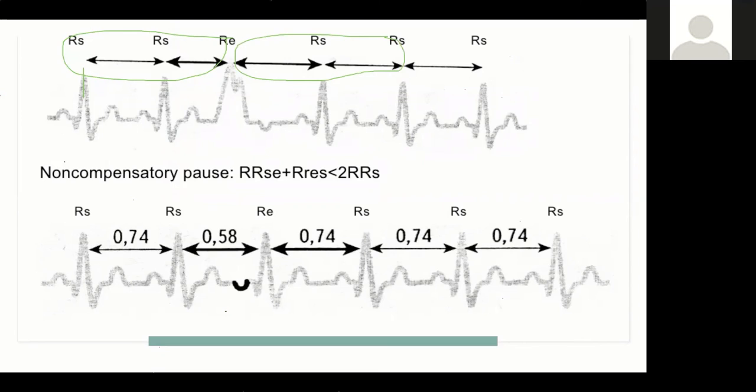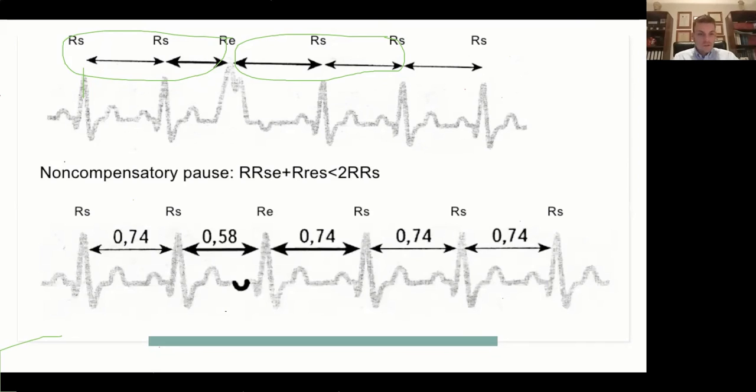On the bottom one, the compensatory pause is not complete. Why? Because if you measure like it is measured here, the amount of time that has passed is not the same between two consecutive beats. Does this make sense? Yes, much more, thank you. Okay. So you need to measure this every time you see an extrasystole.